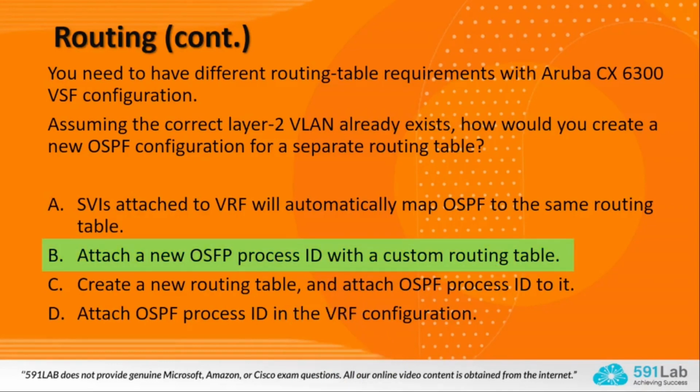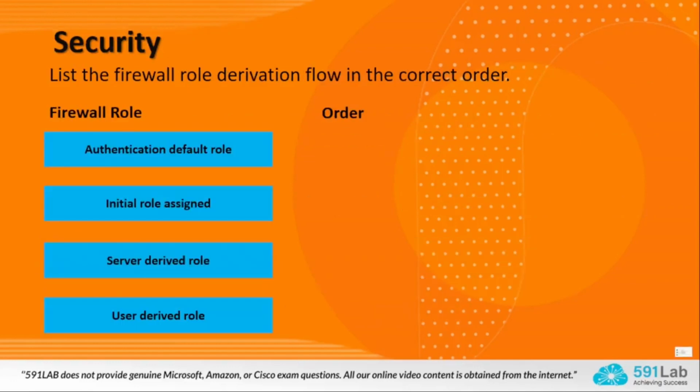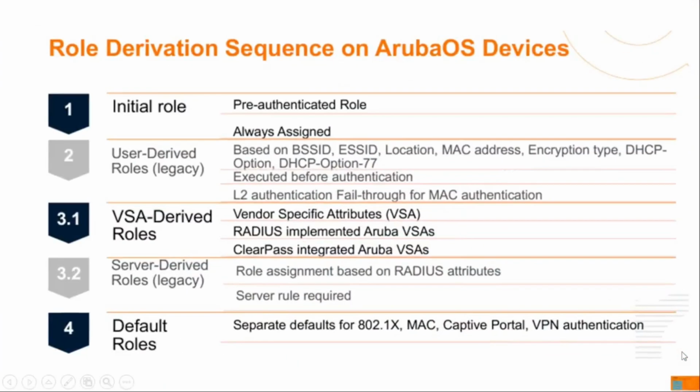Okay, we'll move on to the next question from security. List the firewall role derivation flow in the correct order. So you can see some firewall roles. There are 4 firewall roles, and we have to put them in the correct order in which they are derived. Look at this role derivation flow from Aruba documentation.